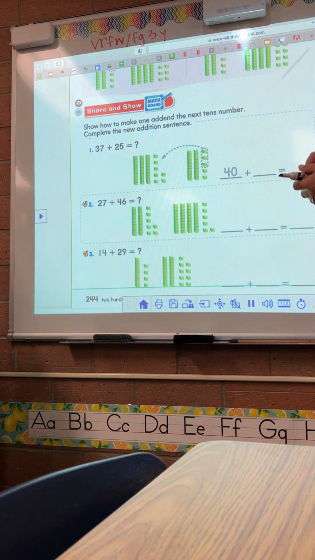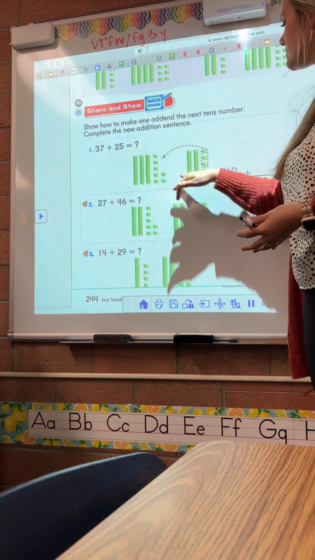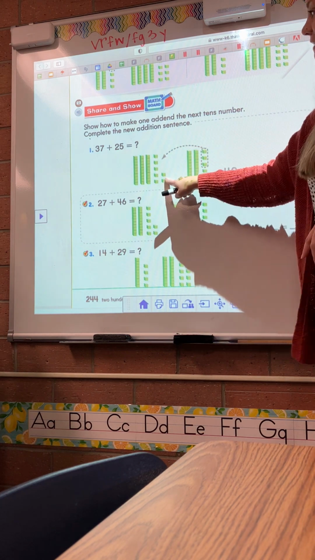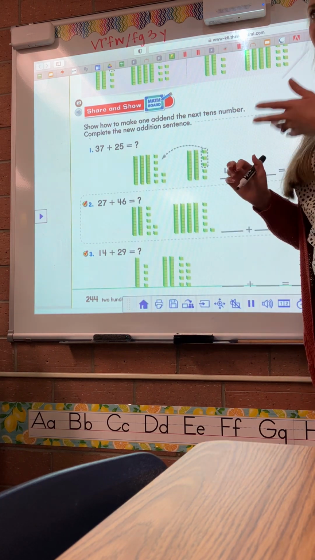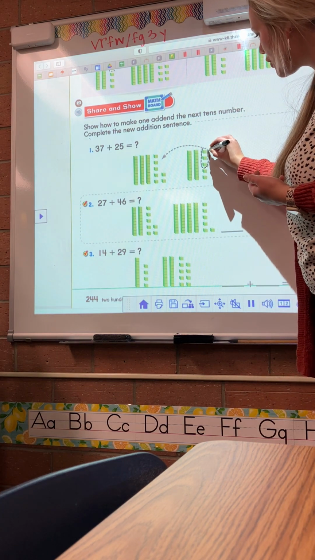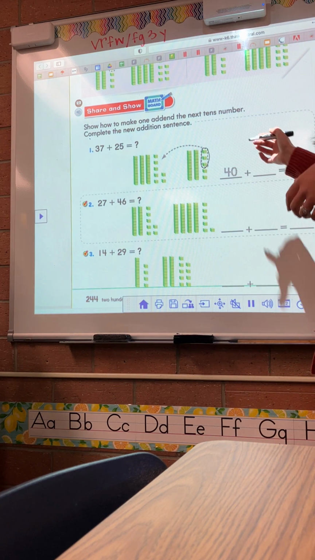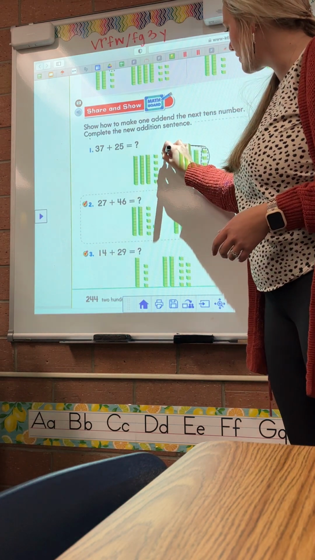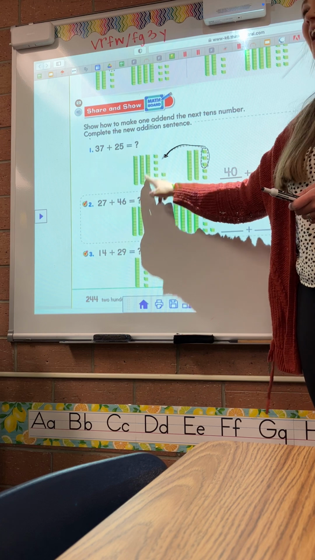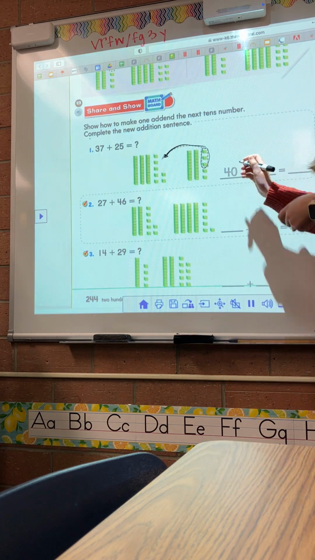and they already have it drawn out for me using their quick tens, so I can see 3 tens, 7 ones, 2 tens, 5 ones. What they're showing me is that 7 needs 3 more, so 37 needs 3 more to get to its next 10. So they're going to circle those 3 ones that are part of 25 and show it going over here. And when they do that, I would have 10, 20, 30. I created another 10, so I have 40.